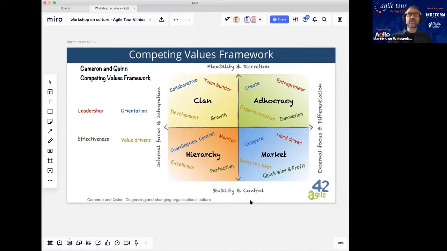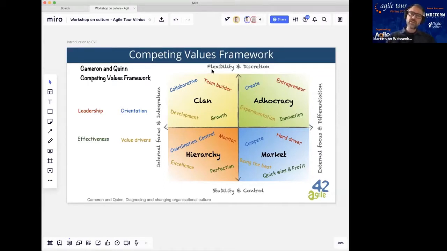Stability and control means that you want centralization, you want to have control over what's happening. You can do that in different ways. Budgets are great for this. You can have backlogs, you can have various IT tools that consolidate information. This is a bit slower, but you get coherent results.